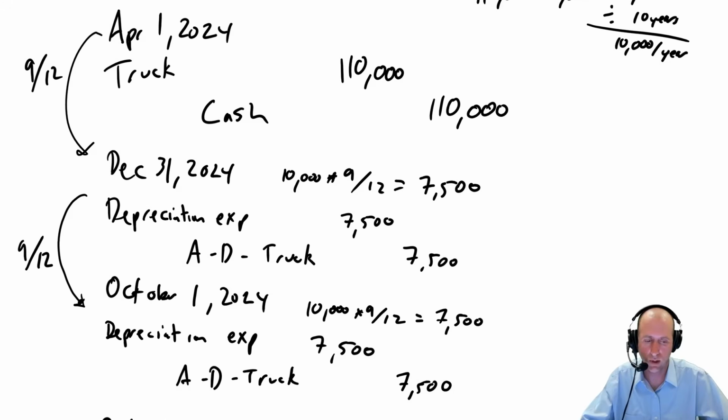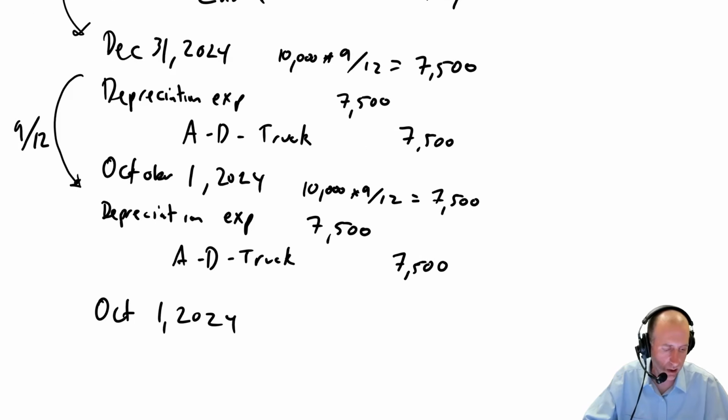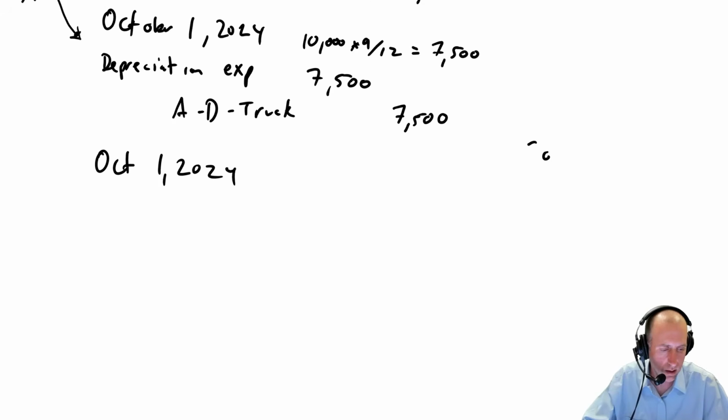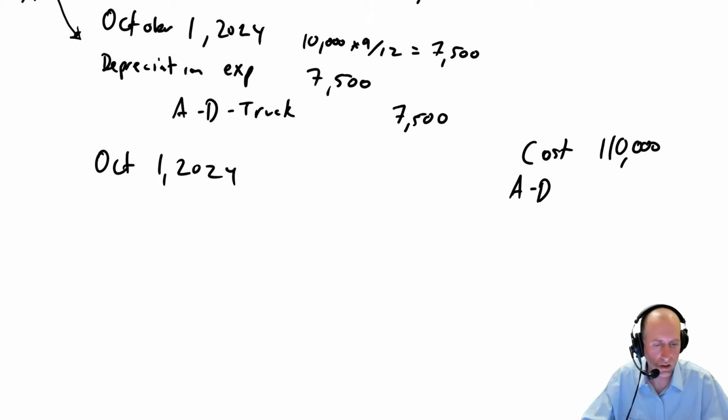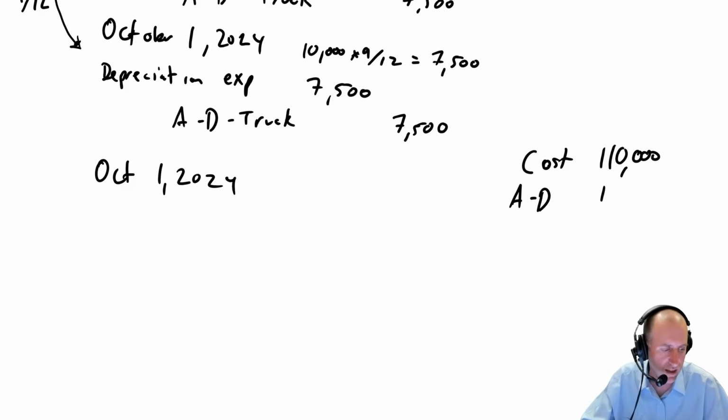According to our books, what is the book value of the truck? The book value of the truck is the truck cost us $110,000. The accumulated depreciation so far, the total depreciation, it's $7,500 and $7,500. It's $15,000 in depreciation so far. So on our books, this truck is worth $95,000.